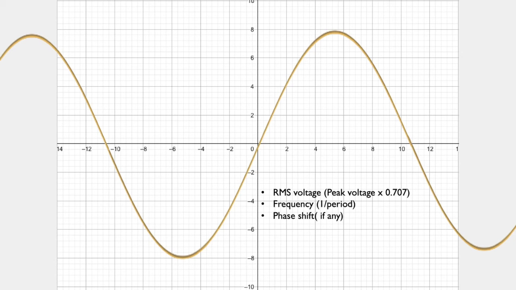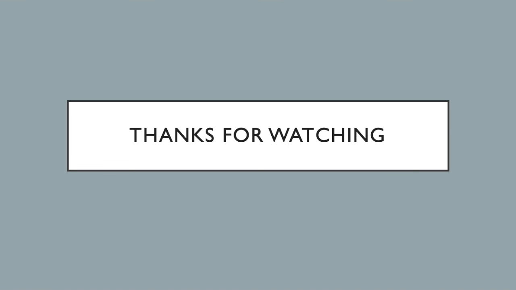For example, the RMS voltage, which is the equivalent DC voltage of the AC waveform, can be found by multiplying the peak by 0.707 or 1 on root 2. The frequency can also be found using the formula 1 on the period, and the phase shift can be read off the graph if there is any. That concludes this brief summary of AC sine waves.